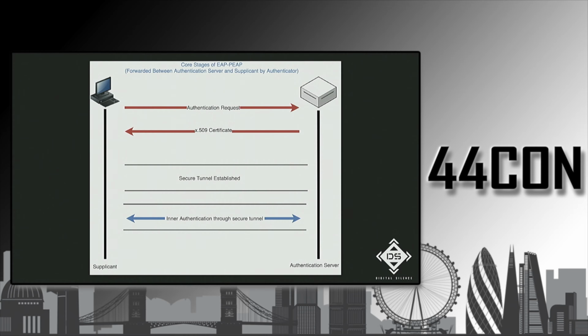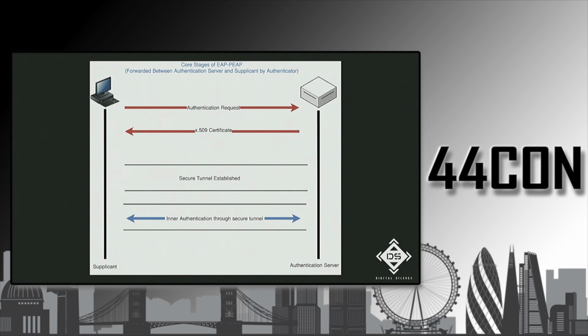The way EAP PEAP works is that first the supplicant, which you see on the left, which in this case is a wireless device, is going to make an authentication request to the authentication server. Now, the authentication server is going to respond with an X509 certificate. The role of this X509 certificate is to prove to the supplicant that it is who it says it is. Before this happens, the supplicant really has no idea what it's connecting to. So the authentication server has to prove that it can be trusted.